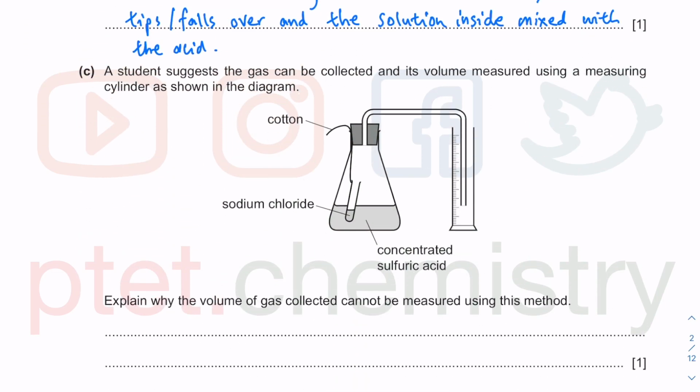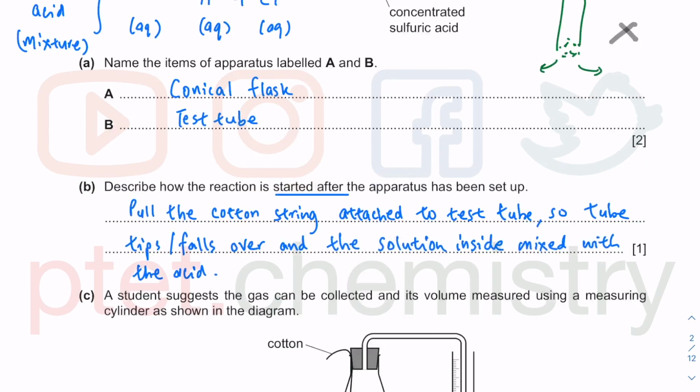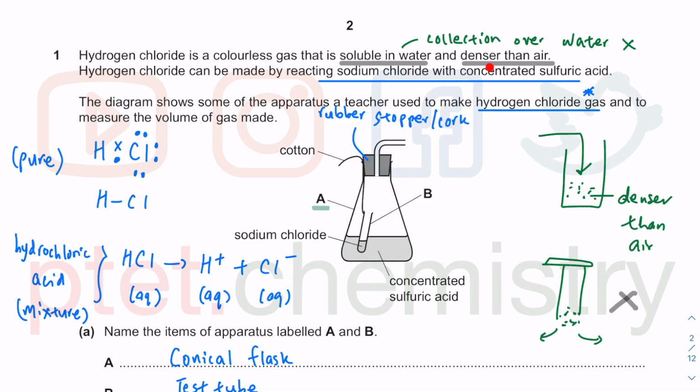In part C, a student suggests the gas can be collected and its volume measured using this setup. As mentioned earlier, we were told that this gas hydrogen chloride is actually denser than air. So we said that this method is not suitable, but this method is entirely suitable there because it's denser than air.